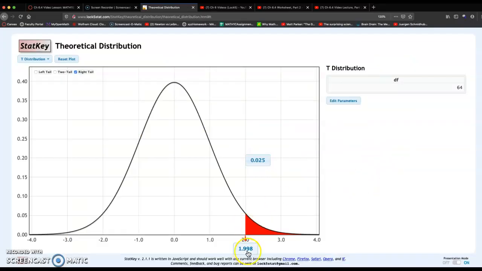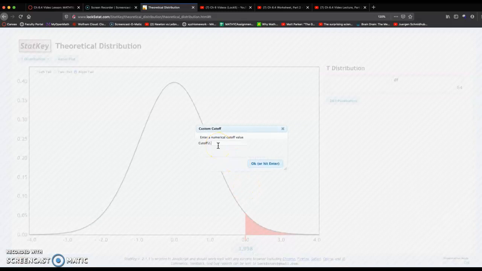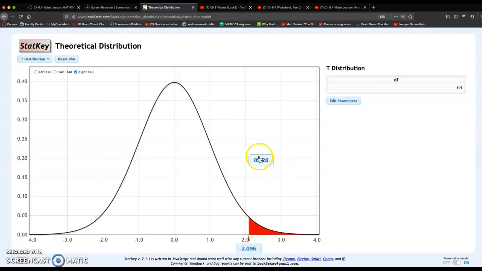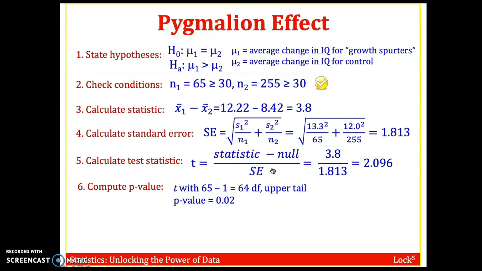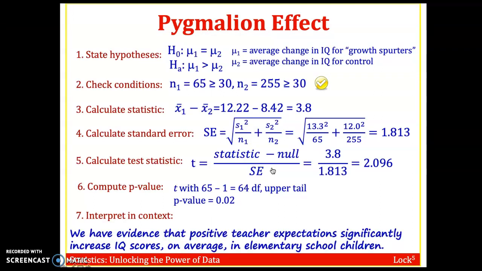And I want to make sure to change this bottom entry to my test statistic, 2.096. Click OK, and there's the p-value, 0.02. So we get a p-value of 0.02. If we had, say, a 5% significance level, we would reject the null hypothesis and say that we have evidence that positive teacher expectations significantly increase IQ scores on average in elementary school children. So this is with a significance level of 5%.